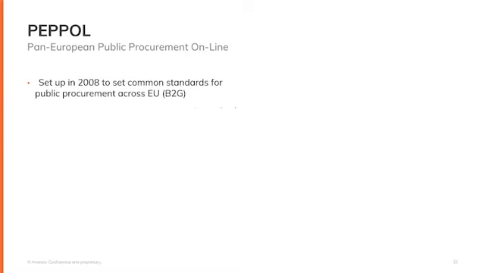I'm now going to talk about the Peppol network. What is Peppol? Peppol seems to be the buzzword at the moment. Everyone's talking about it. But what is it? Well, Peppol stands for the Pan-European Public Procurement Online. And it's not called that by accident. It's called that because it was actually set up to create a common standard for public procurement across the EU, so B2G, business to government.